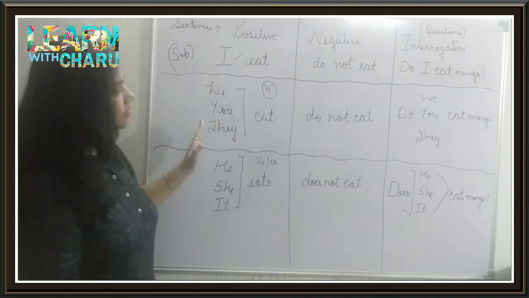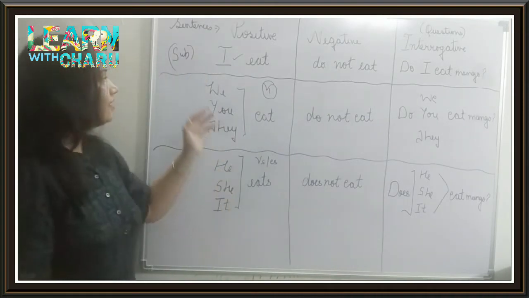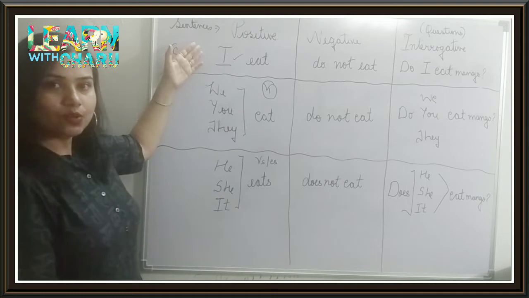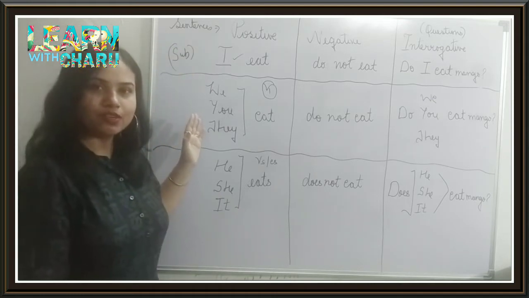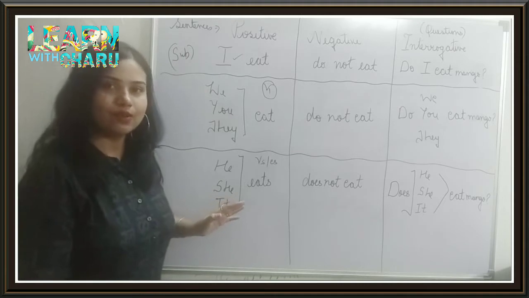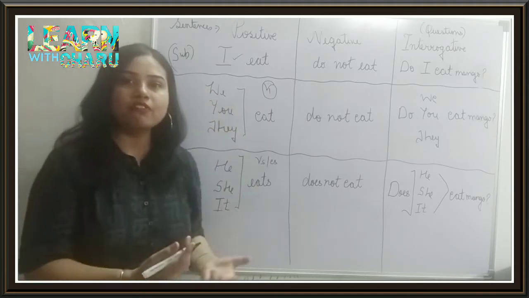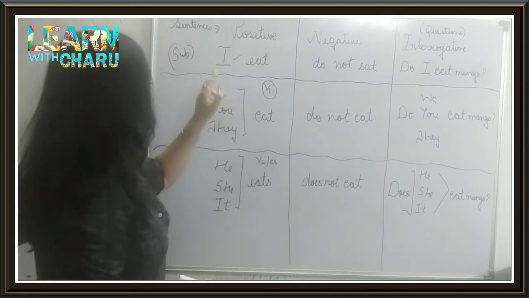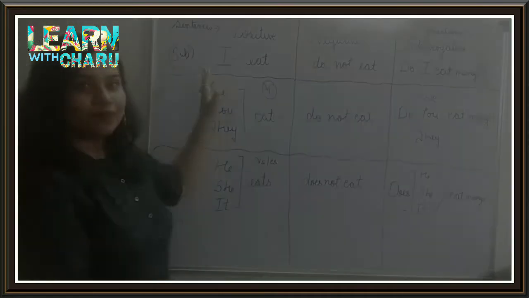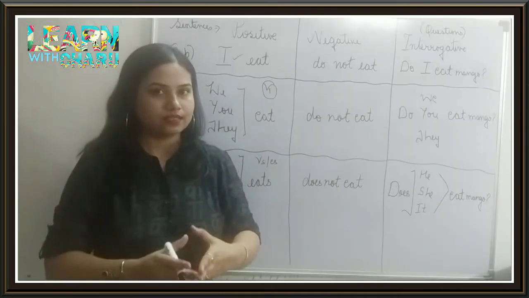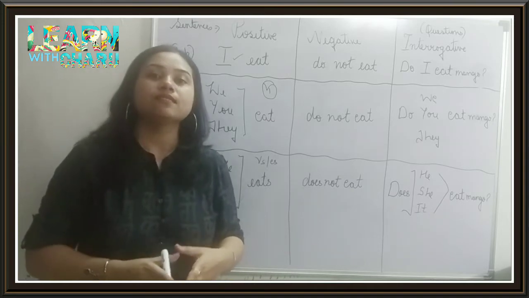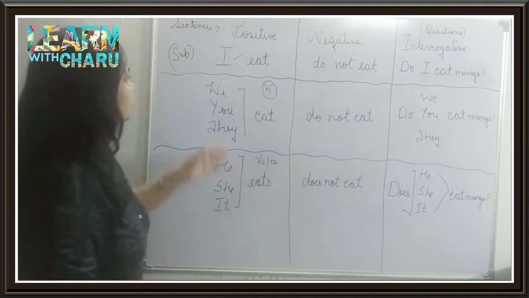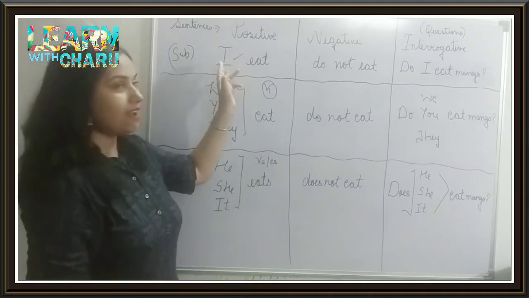Now, what are these? These are the subjects, okay? I, we, you, they, he, she, it, right? I is singular, we, you, they are plural, and he, she, it is also singular, right? So which verb we can use here and how to frame the sentence, now let's learn. For example, subject is I. I have taken one sentence for the example, that is I eat mango. Okay, this is the sentence. Now how we use I, okay, I eat.